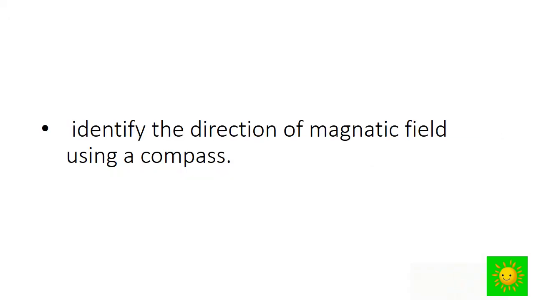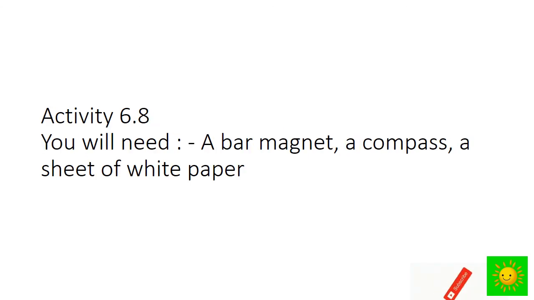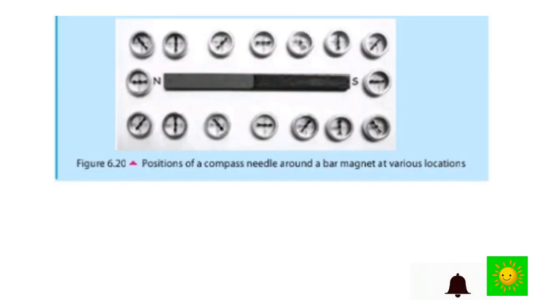Let's identify the direction of the magnetic field using the compass. You will need a bar magnet, a compass, and a sheet of white paper. Place the bar magnet on the sheet of paper. Draw the outline of the magnet on the paper using a pencil. Label the north and south poles of the magnet on the paper. Place the compass on the paper as shown in the figure.